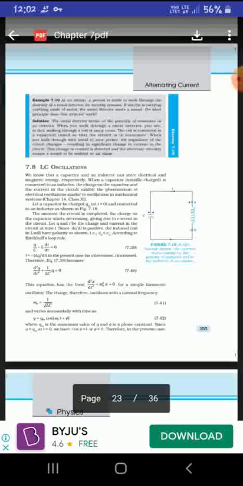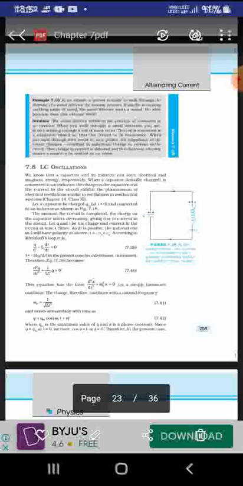LC oscillation. We know that the capacitor and the inductor can store electric and magnetic energy respectively. So when a capacitor is connected to an inductor, the charge on the capacitor and the current in the circuit exhibit the phenomenon of electrical oscillation, that is similar to oscillation in a mechanical system.